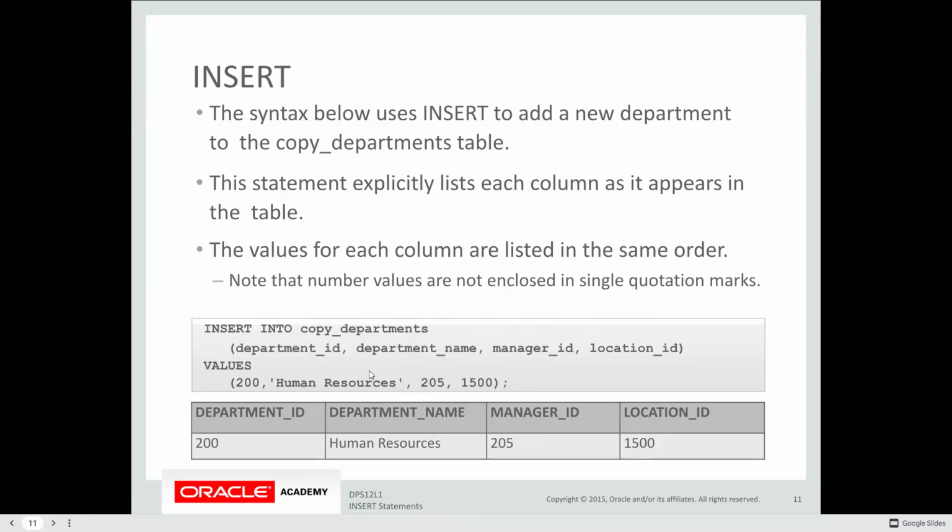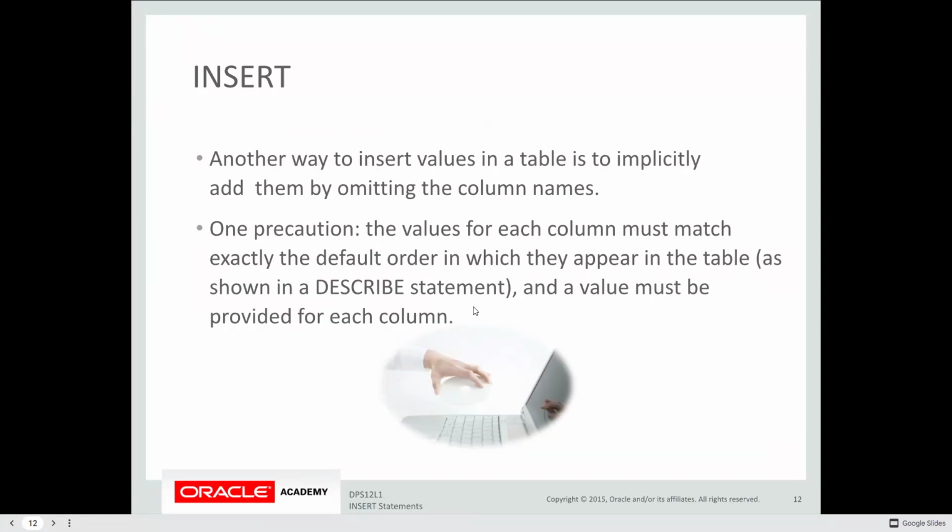Now, you have to be aware, and I will go into this, about the columns in the table and the order, and the data type, all of that. So another way to insert values in a table is to implicitly add them. Implicitly, basically, the system is assuming, if you don't list the column names, that you're adding data to all the necessary columns. One precaution: the values for each column must match exactly. If they don't match exactly, usually we'll run into problems.